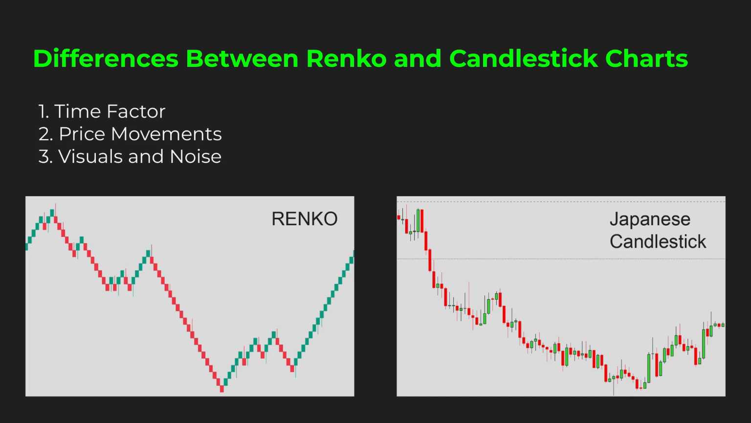Our second difference is price movements. In candlestick charts, we can see both the direction of the price and some values of the candles. That is, we can see the opening, closing, highest, and lowest values. But in Renko, we can only see the direction of the price. There are no values like opening, closing, highest, and lowest.